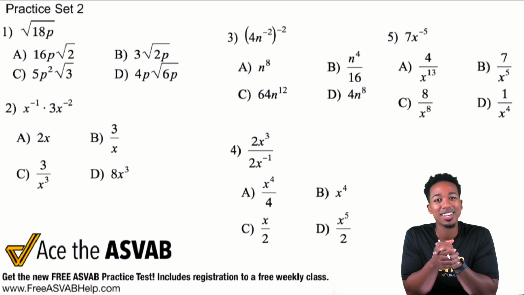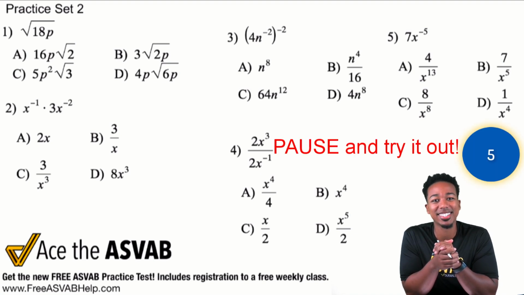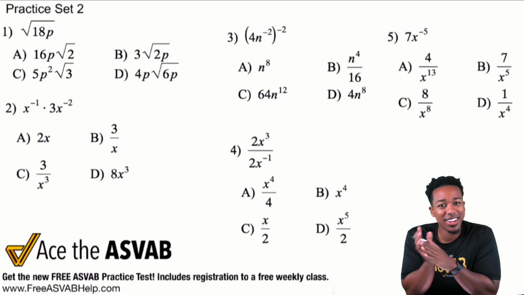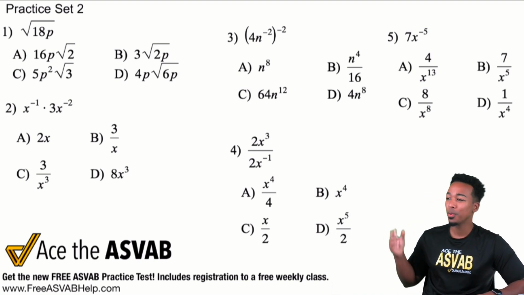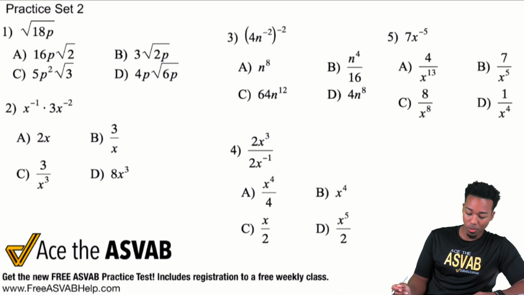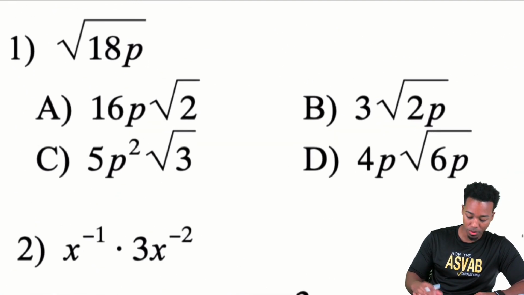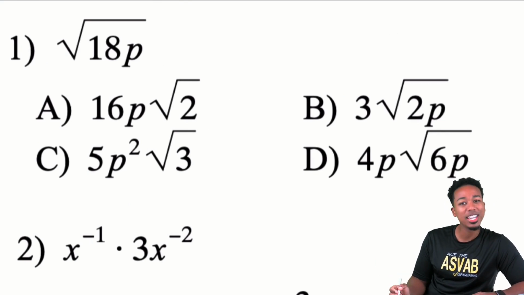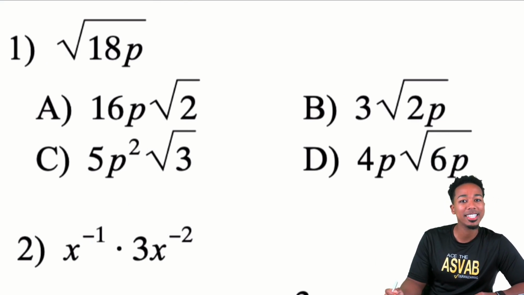But let's go ahead, pause the video now, and give it a shot. And time, let's go. So with that said, my party people, we got practice set number 2. Let's go ahead and try this out. I'm going to start right away with number 1. I know that's the elephant in the room, but we got this. The square root of 18p.